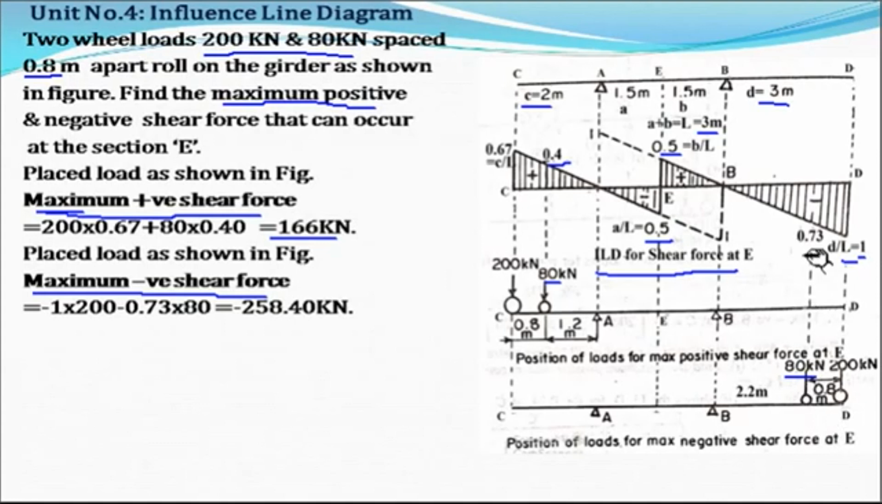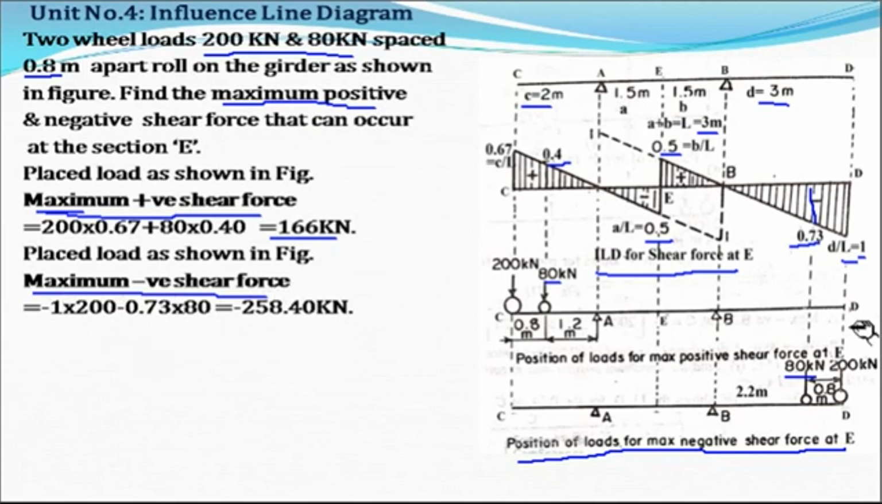Now below this you have to find out this ordinate. Here you have to find this ordinate by considering similarity of triangles, this big triangle and this smaller triangle. So the value we get is 0.73. Now this is the position of load for maximum negative shear force at section E. As we know the ordinates, we can find out the maximum negative shear force.